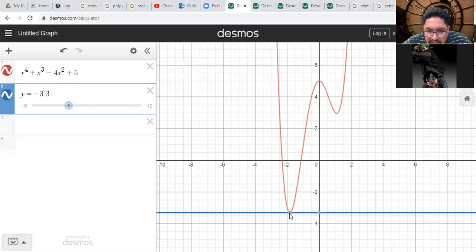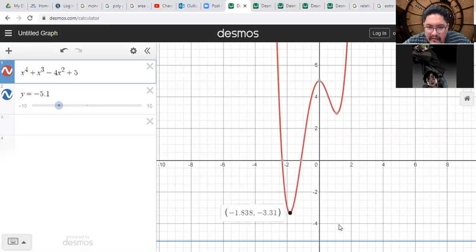The lowest y value that we can get is about there. I can't adjust this so finely, but we can click on our minimum and see that that is the lowest point. Our lowest y value is -3.31. So that's why the minimum is: y values greater than or equal to -3.31. And we have 4 directions: down, up, down, up. So 2 ups, 2 downs.